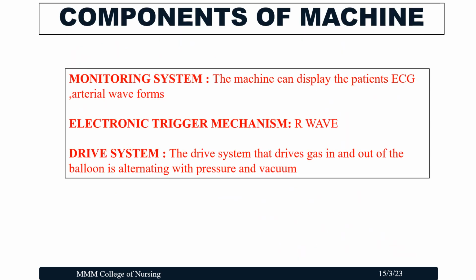The components of the IABP machine include a monitoring system, that is, the machine can display the patient's ECG and arterial waveforms. It has an electronic trigger mechanism, that is the R wave; with every R wave, inflation and deflation take place. Then it has a drive system, which drives gas in and out of the balloon, alternating with pressure and vacuum.